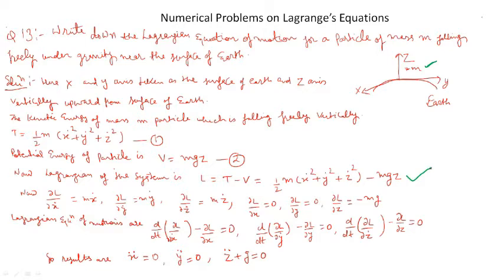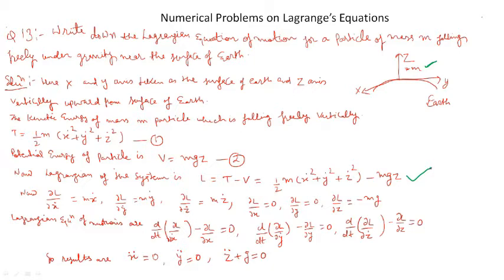Now we will find del L over del x dot, del L over del x, del L over del y dot, del L over del y, del L over del z dot and del L over del z. When we find these values, we see that del L over del x dot is equal to m x dot, del L over del y dot is equal to m y dot, and del L over del z dot is equal to m z dot. Similarly, del L over del x is equal to 0, del L over del y is equal to 0, and del L over del z is equal to minus mg.